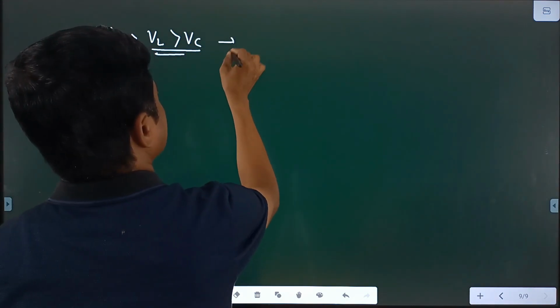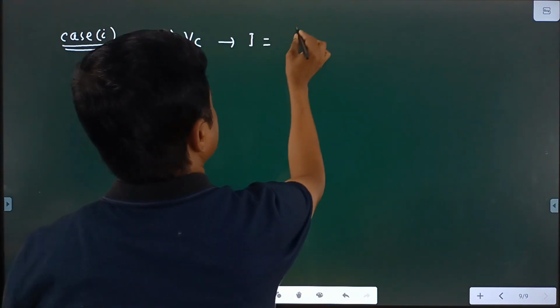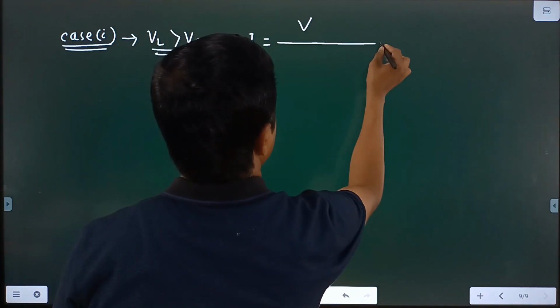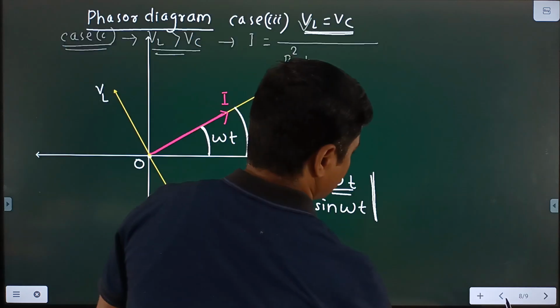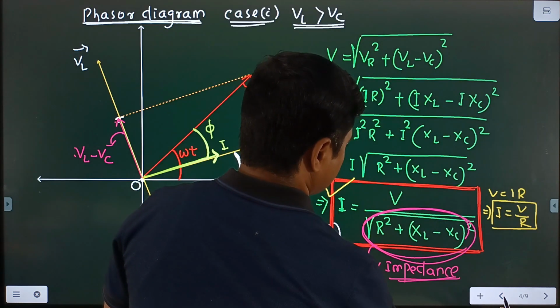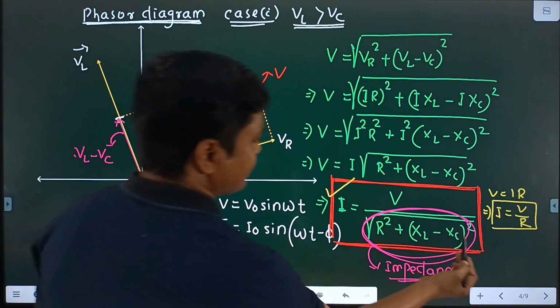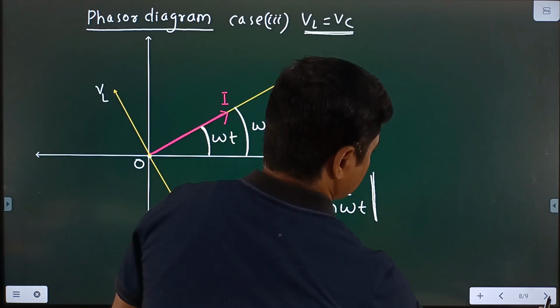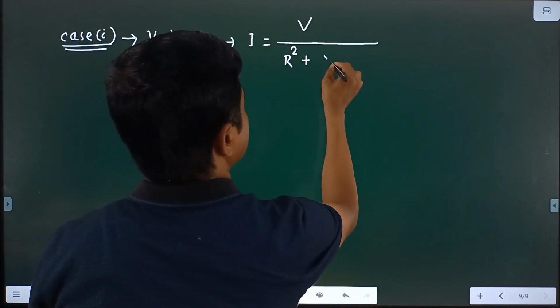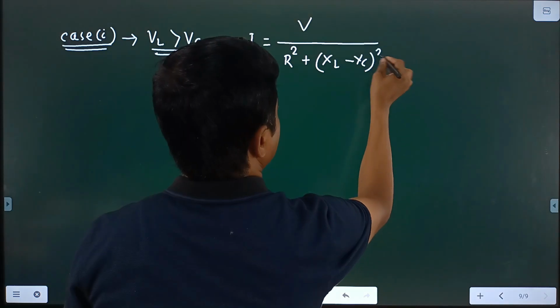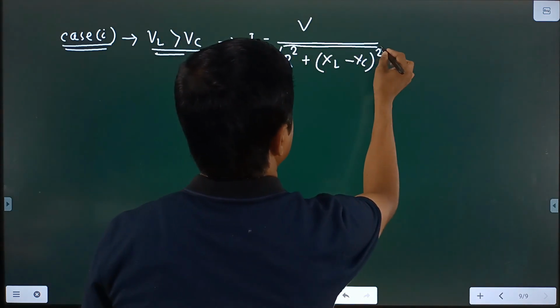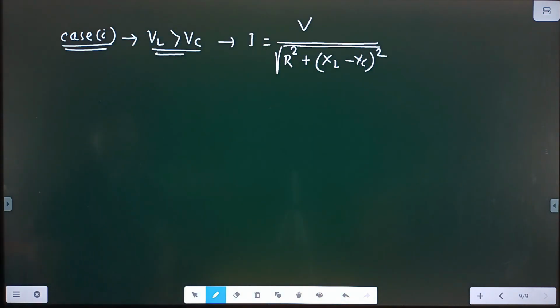And the expression of current, we write that is I is equal to V divided by the square root of R square plus, look at the expression, XL minus XC, the whole square. This is the expression of the current.